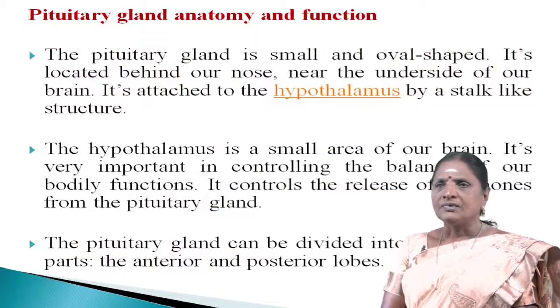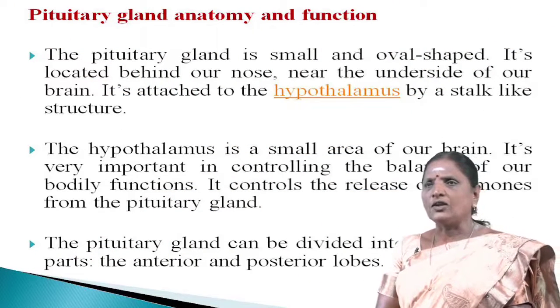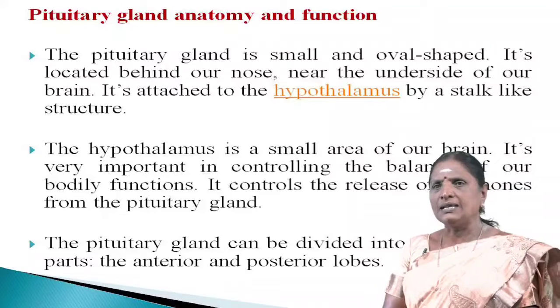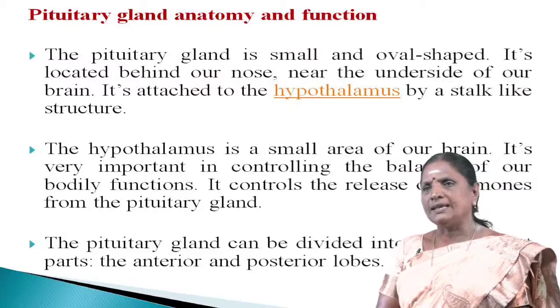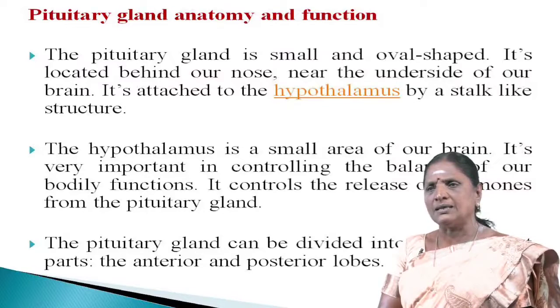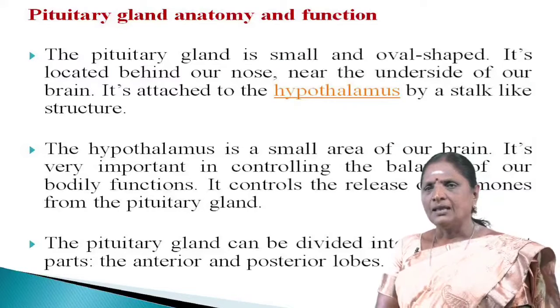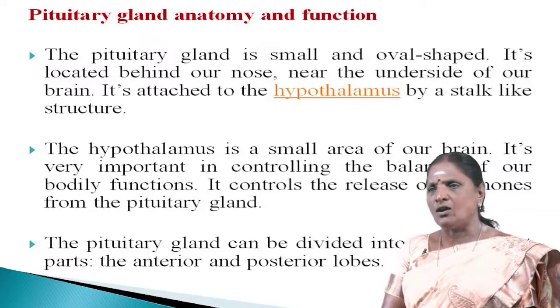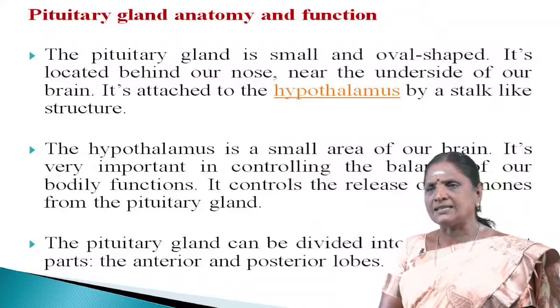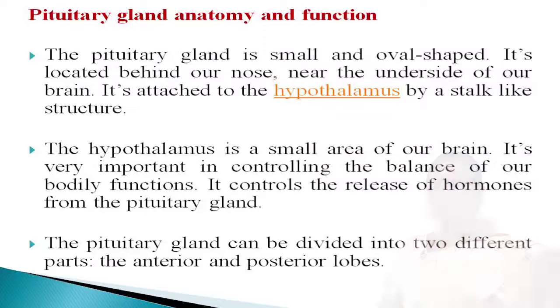That is pituitary gland, anatomy and function. The pituitary gland is small and oval shape. It is located behind our nose near the underside of our brain. It is attached to the hypothalamus by a stalk-like structure. The hypothalamus is a small area of our brain. It is very important in controlling the balance of our bodily functions. It controls the release of hormones from the pituitary gland.